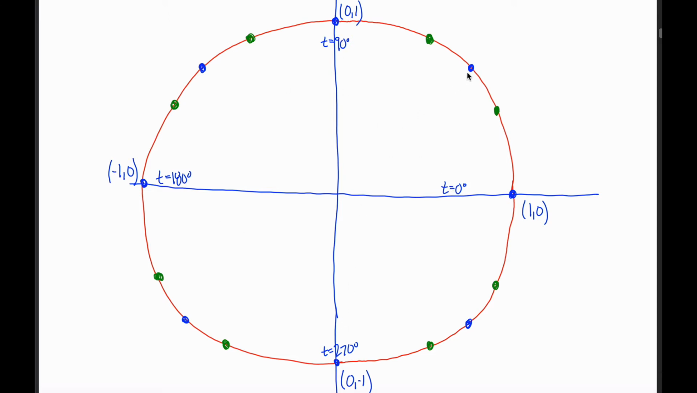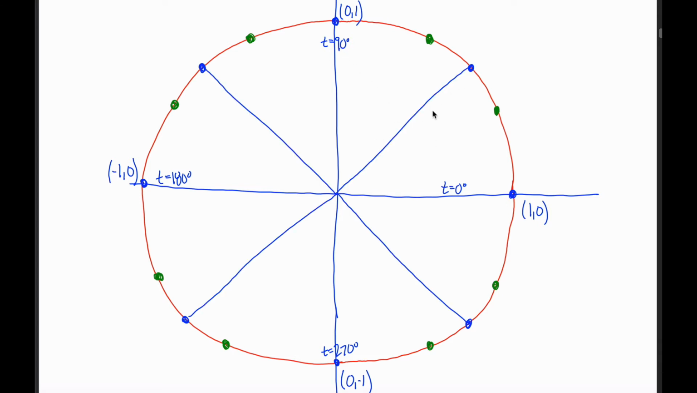The next 4 points I want to focus on are the 4 points that I haven't yet talked about that are labeled in blue. The defining characteristic of these new points is they're each halfway in between 2 points that we already have labeled. And we can exploit this fact to figure out the angle that would terminate there. If this is 0 degrees and this is 90 degrees, halfway in between the two would be 45 degrees.